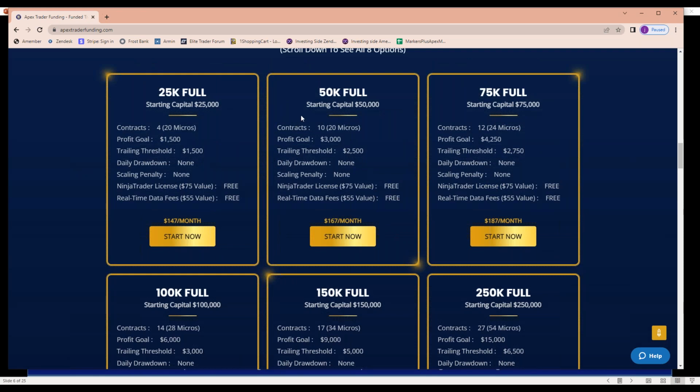For example, probably our most popular plan is the $50,000 simulated evaluation plan. It'll let you do up to 10 mini contracts or 20 micros. The profit goal is $3,000. Okay, there's no time frame on this. It can take you 10 days, 10 weeks, 10 months, whatever. Can you make 3,000 without losing 2,500? Okay, that's how that plan works, for example.